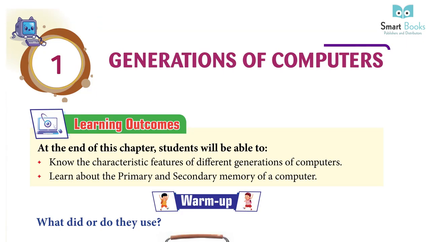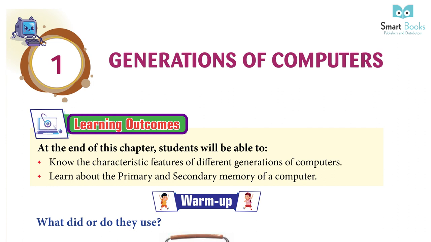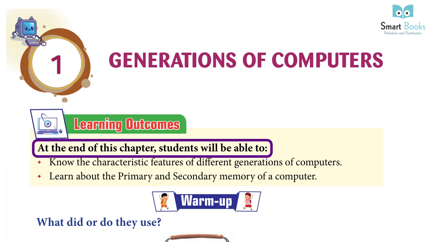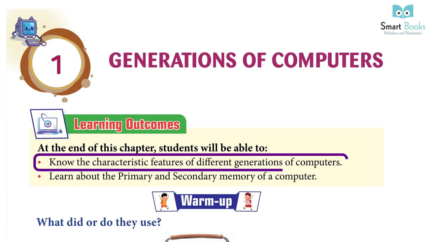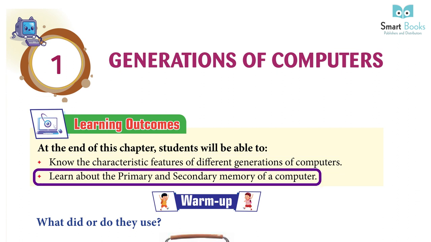Chapter 1. Generations of Computers. Learning Outcomes. At the end of this chapter, students will be able to know the characteristics and features of different generations of computer. Learn about the primary and secondary memory of a computer.